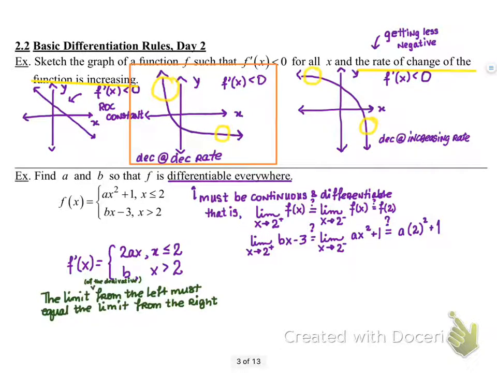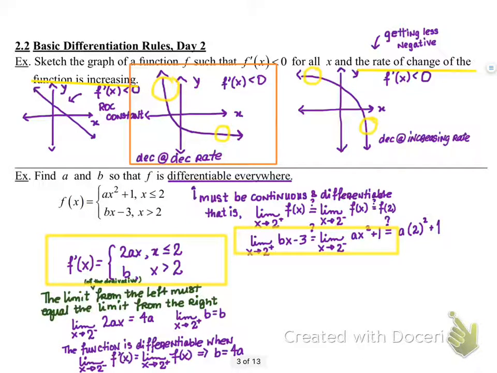Okay, at this point, you have a system of two equations and two unknowns. You might not be able to see it yet, but you will in a second. We can set these two equal to each other when x equals 2, and these two equal to each other when x equals 2, and it allows you to solve for a and b. So here your function is differentiable when b equals 4a.